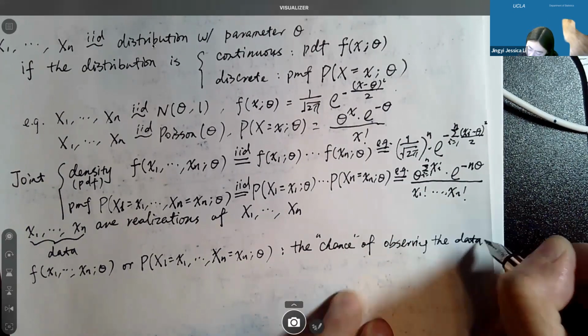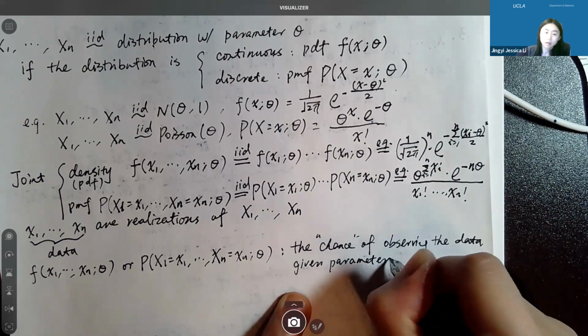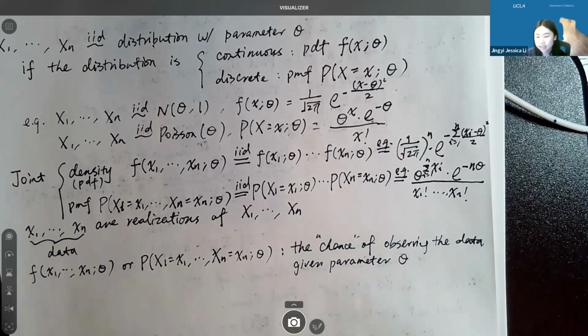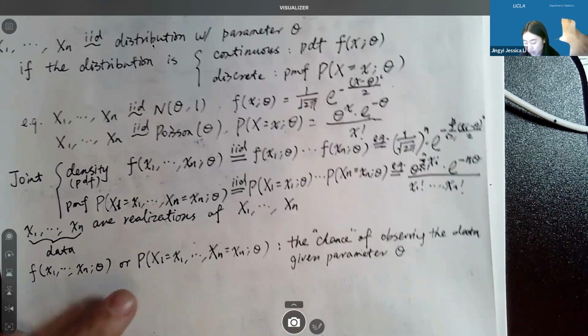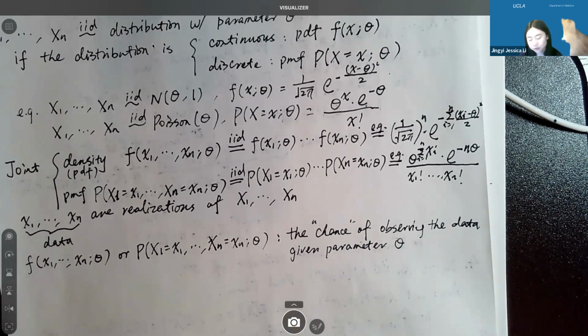The chance of observing the data given parameter theta. In this case, it says that if we fix the parameter theta, say theta equals 1, we are going to calculate the chance of observing our data. And then if we change theta to 2, we should calculate the chance separately. So in other words, for a different value of theta, the chance of observing the data will be different. Does that make sense? So different theta will give you a different value for either one.